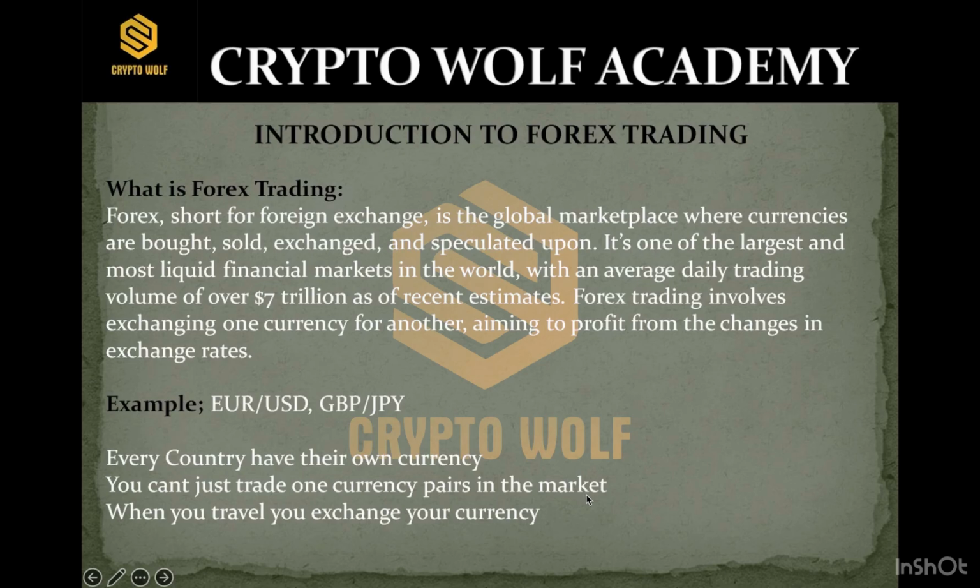Now let's say I have US dollar. I say no, I want to just trade US dollar. No, you can't do that. You have to actually trade a currency with another currency, right? So it has to be a pair of currencies together. You can't just trade one currency in the market. For example, now you can see this example, EUR/USD, right? So one currency paired with another currency. So that's how you trade, right?